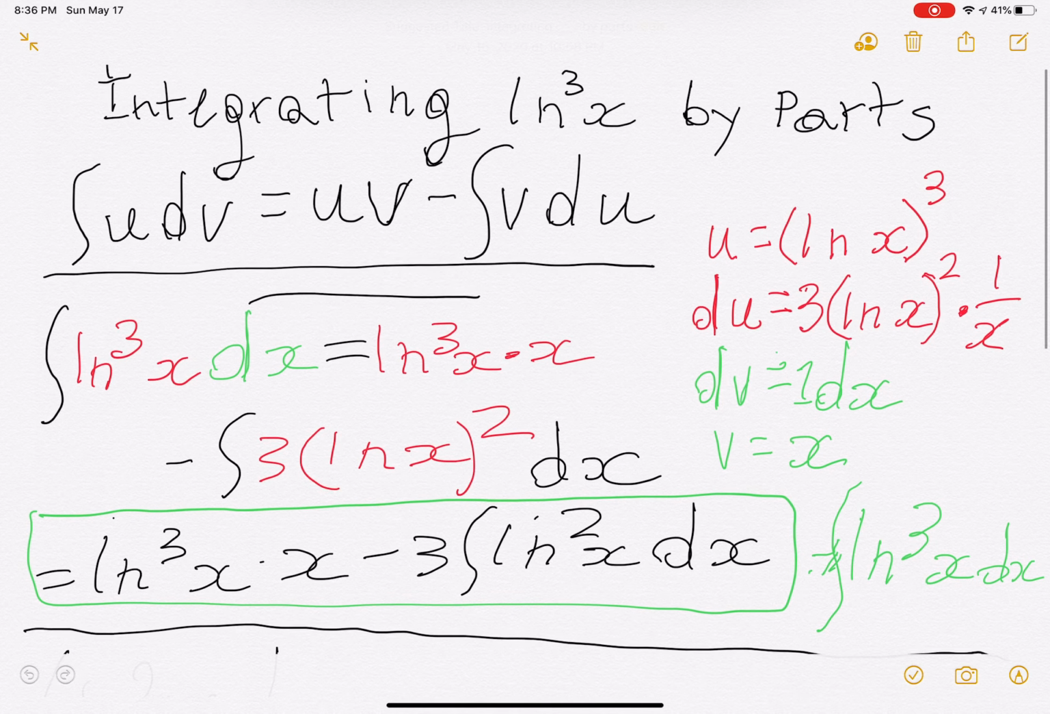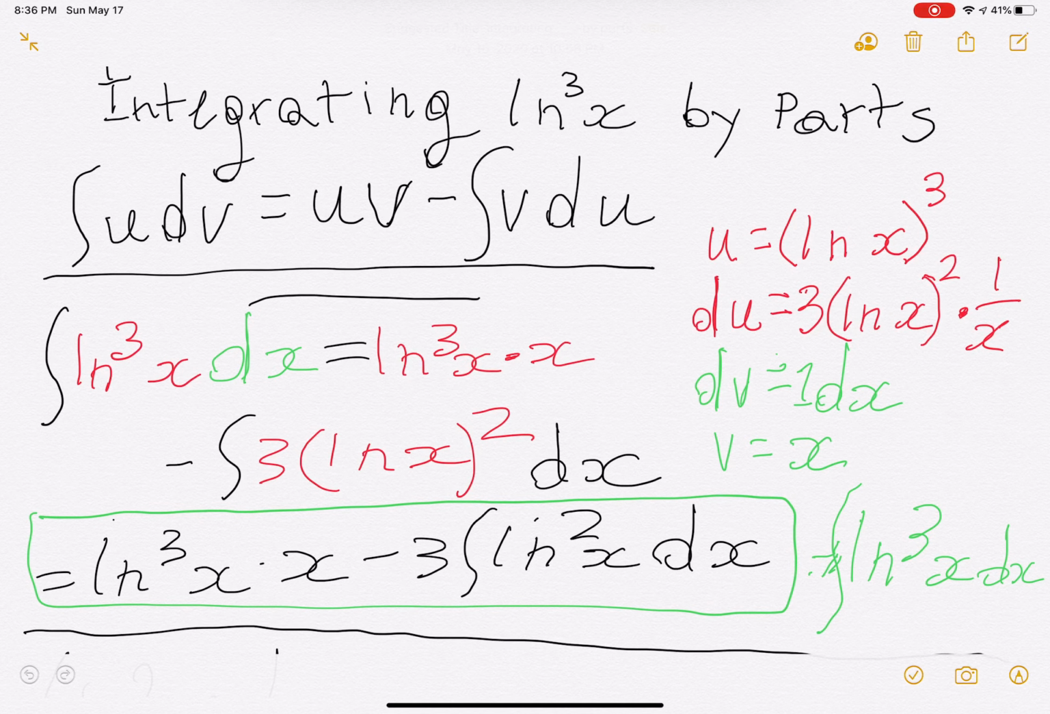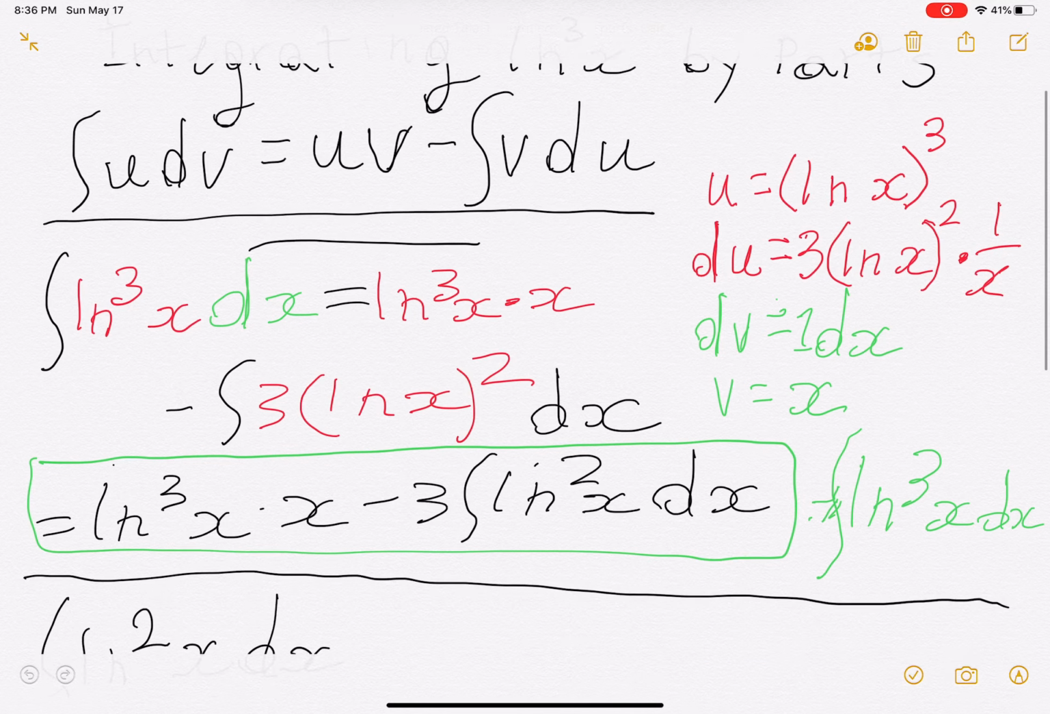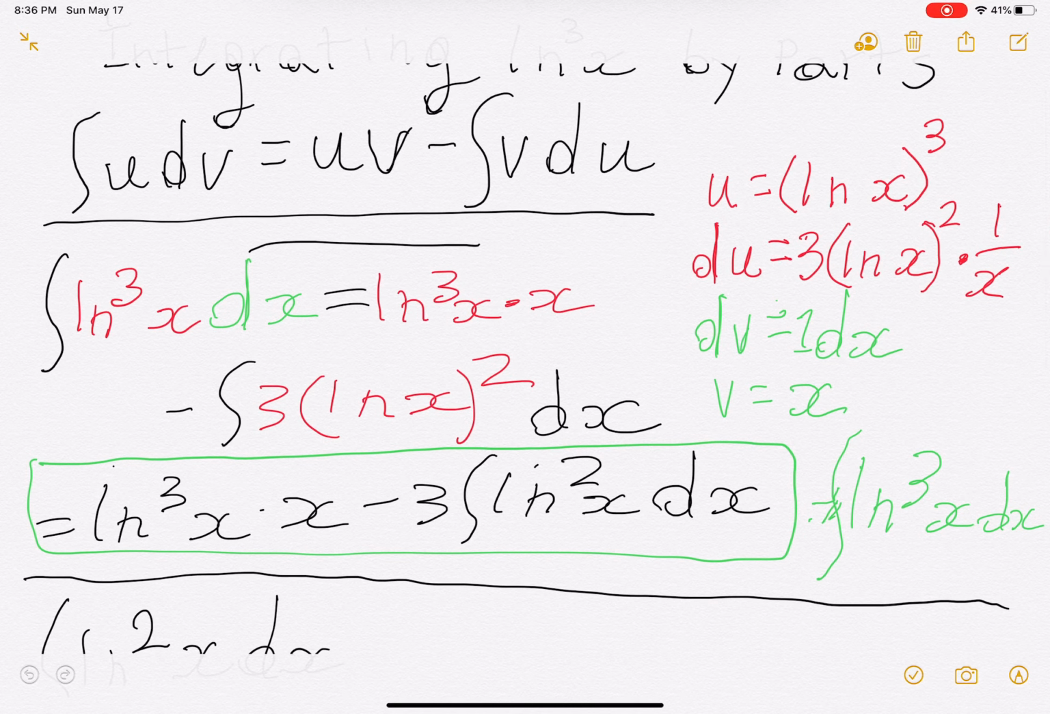Welcome back, everyone. Today we are going to be revisiting our fun math series, Math for Fun, in other words. And today we're doing a part 2 of integrating ln cubed x by parts, using the integration by parts formula.